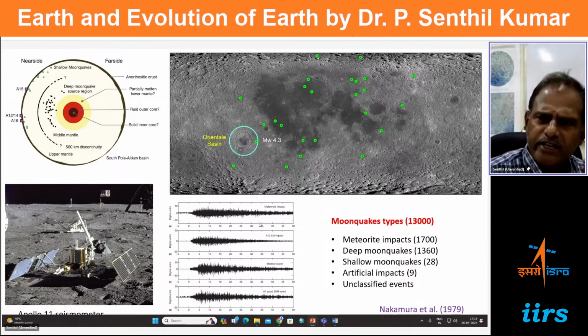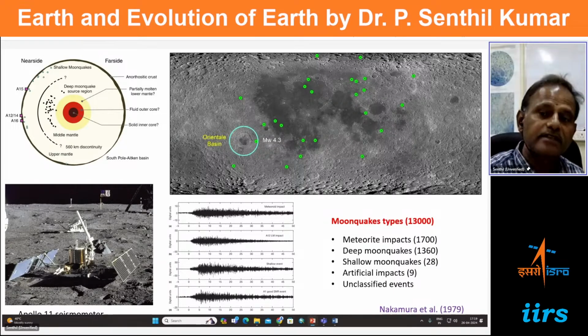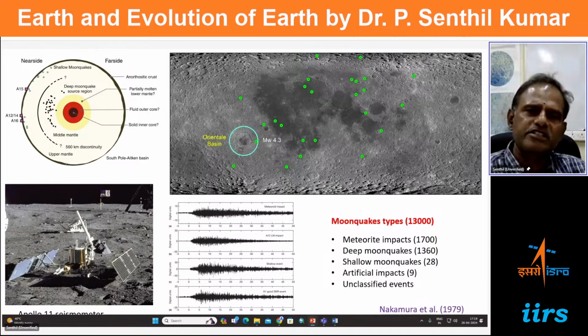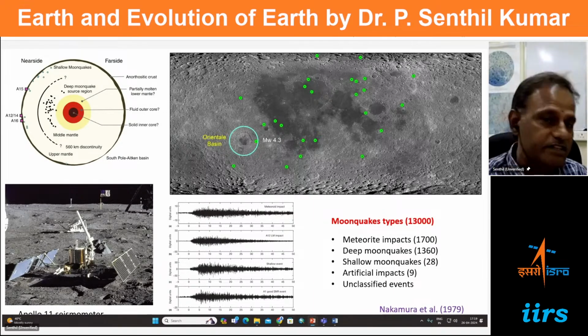The Moon also experiences other types of quakes, like deep moonquakes and artificial impacts, wherever you hit. For example, when Chandrayaan-3 landed on the Moon, it should have generated some seismic activity. Even the meteoric bombardment also produced a huge amount of seismic activity.